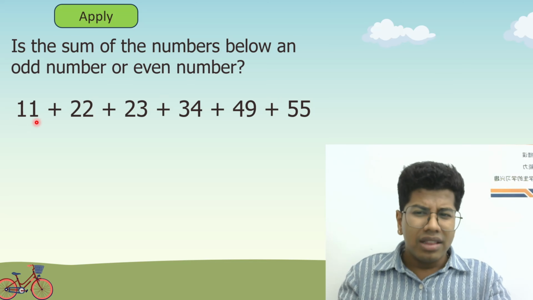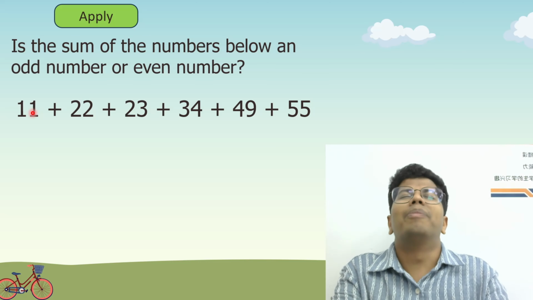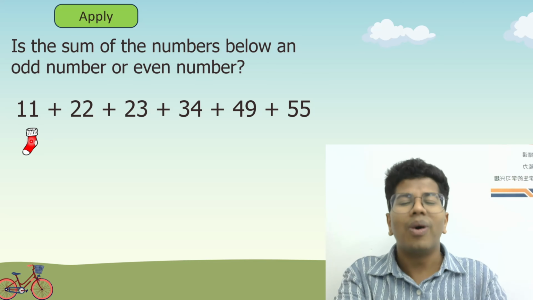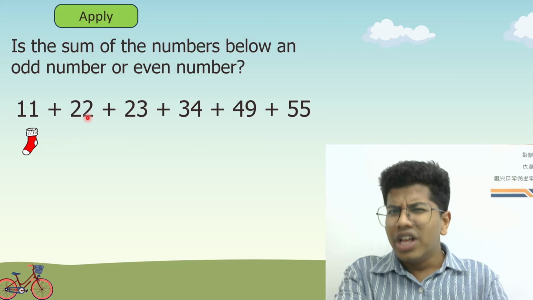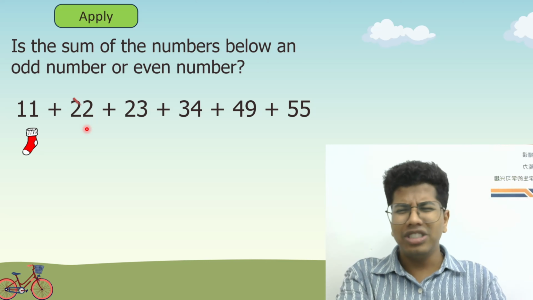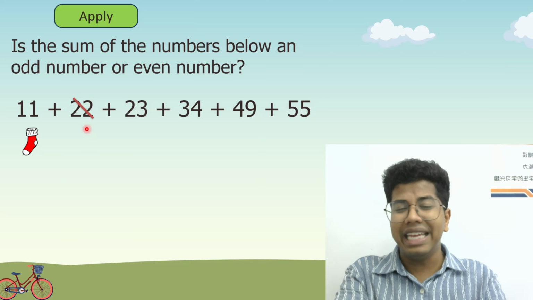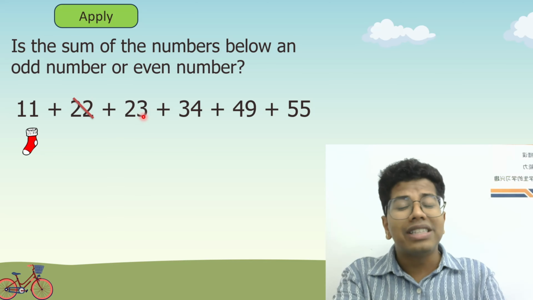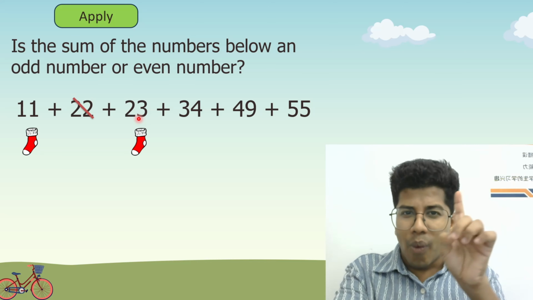So 11, the final digit is 1. So is it an odd number or even number? Oh, perfect. Odd number because there is just one left. How about 22? Last digit is just 2. This means it will form a pair. So just ignore it for a while. It is already paired. How about 23? The last digit is 3. This means one left.